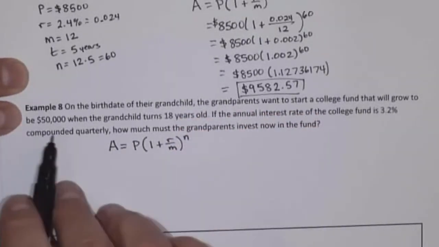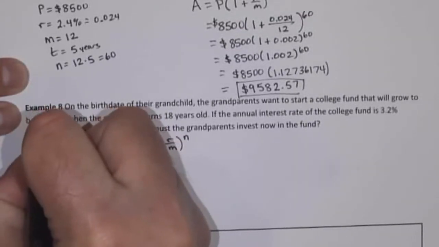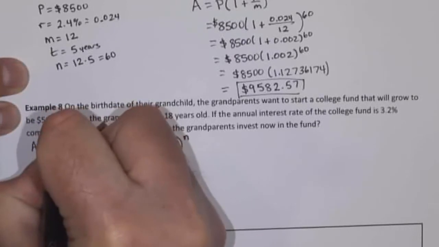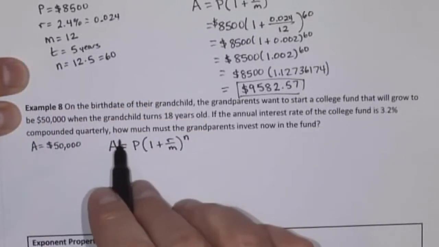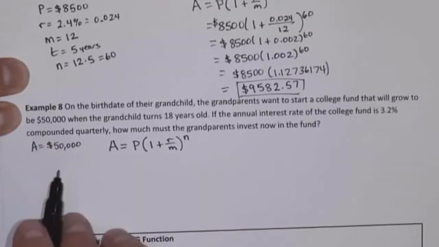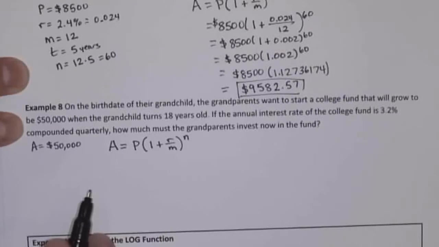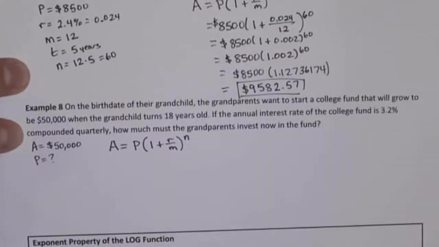The difference is what we have at the moment is the future value. So we have that A equals $50,000. And again, in this case, the question is, what do the grandparents have to invest now so that this will be worth $50,000 in 18 years, when the grandchild's ready to go to college? So we're looking for P. What's P got to be?